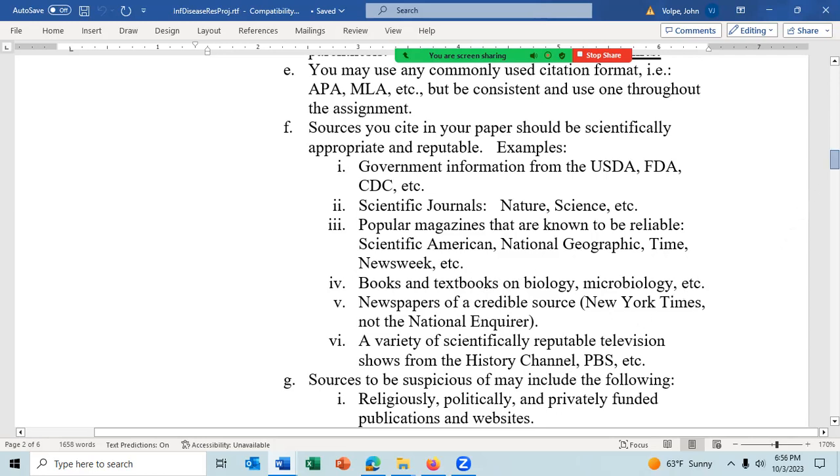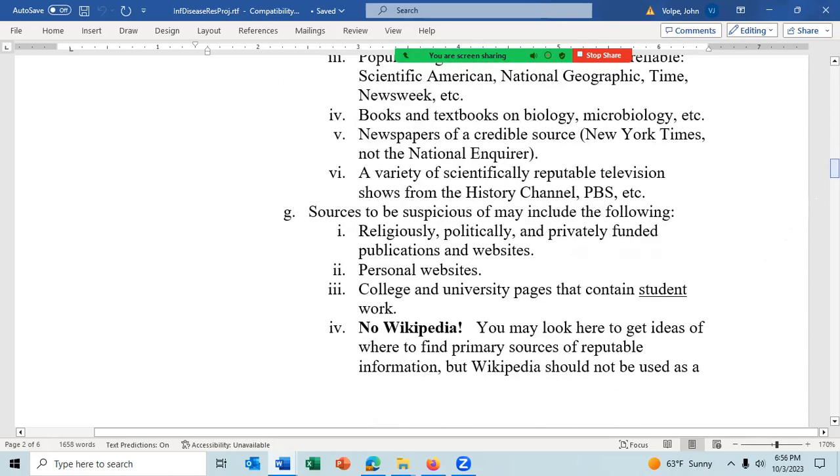You should be suspicious or not use at all any source that is religiously, politically, or privately funded, either a publication or a website. They will have a personal viewpoint and they will be biased. You may use a college page if it's from a professor, but if it contains student work, do not use it.